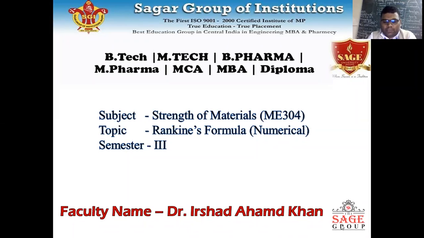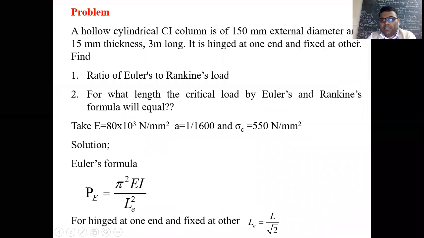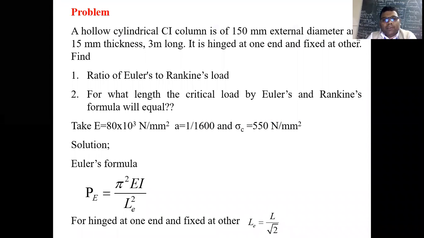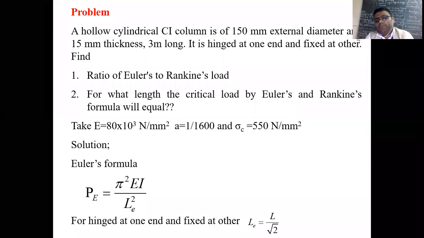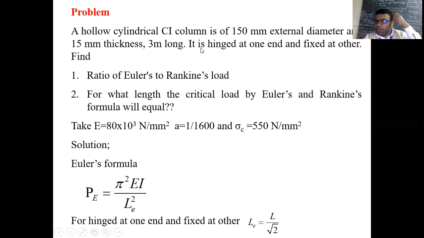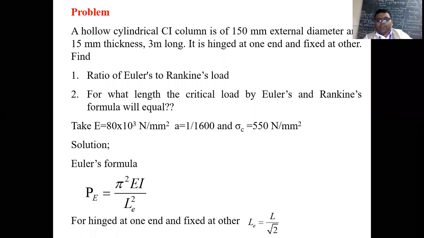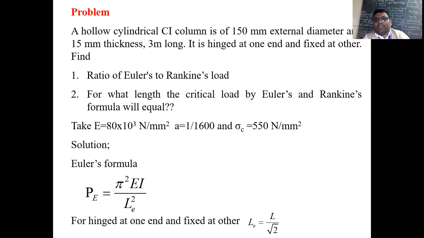So, the first numerical, the statement of this numerical is: a hollow cylindrical CI column of 150 external diameter and 15 thickness, 3 meter long. It is hinged at one end and fixed at another end. So we have a hollow cylindrical, CI means cast iron.